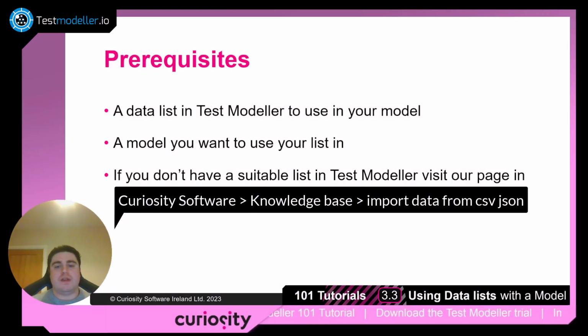So first of all, what do we need to use a data list within Test Modeler? You need a data list, and a model that you want to use this list in. It may be worth actually visiting this page here if you don't know whether you have a suitable list or you don't know what a data list is. This is our knowledge base.